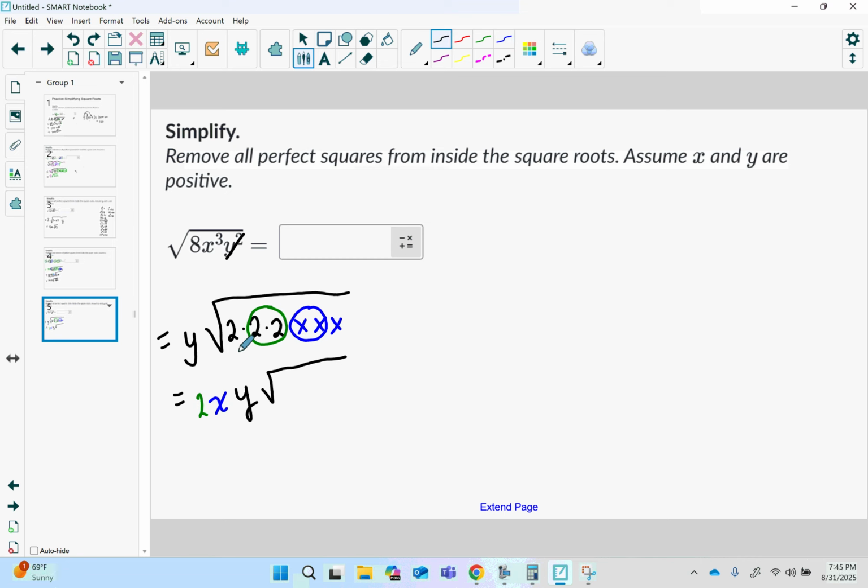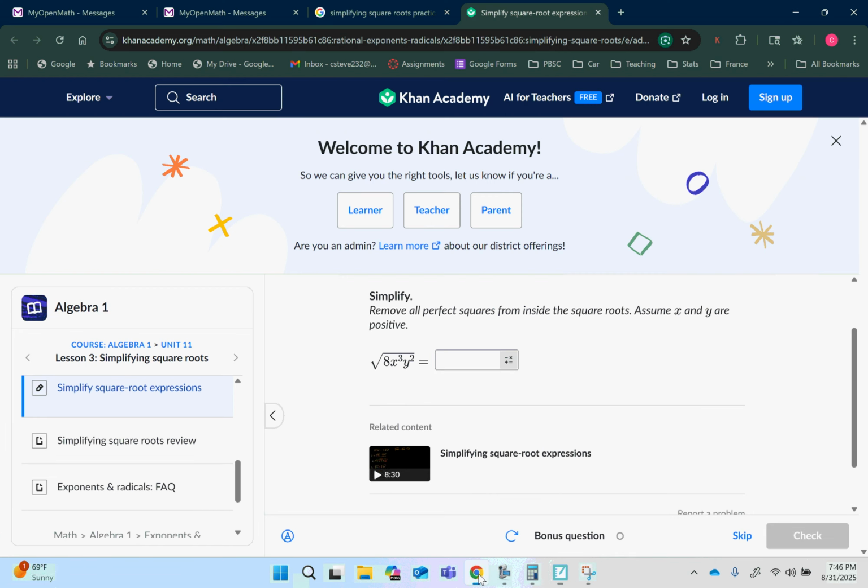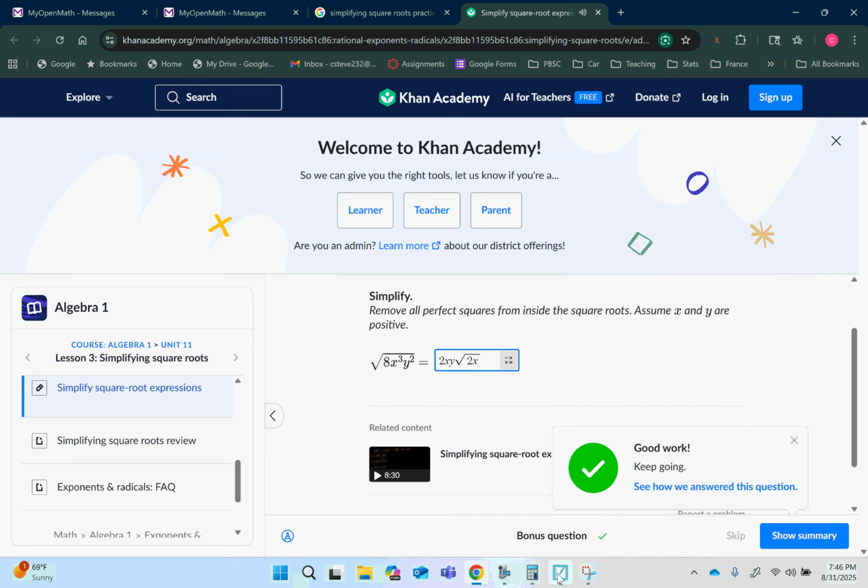Then what is left over is just this 2 right here and this little x here. And I think that's all simplified already. So 2xy times the square root of 2x. Woo! Boy, that feels good.